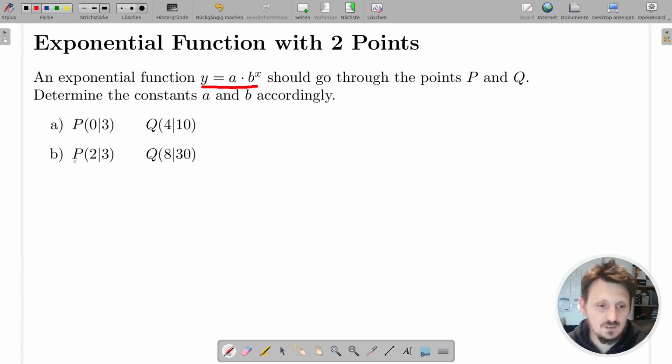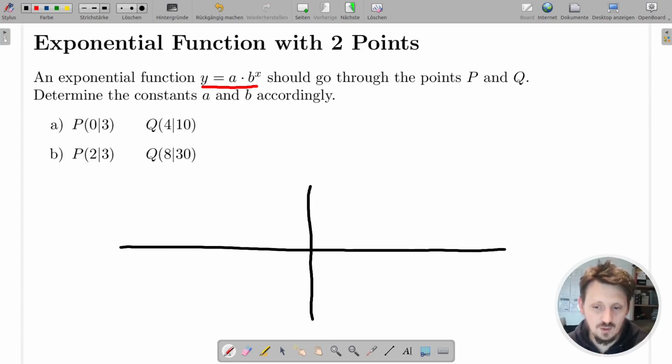And part b is a little bit more general because here no x value is actually equal to 0, which means that we have to create then a system of equations to solve that. But in order to highlight a little bit more what we want to do, I would like to draw a small sketch, or I will draw it here in the center, a coordinate system and an exponential function.